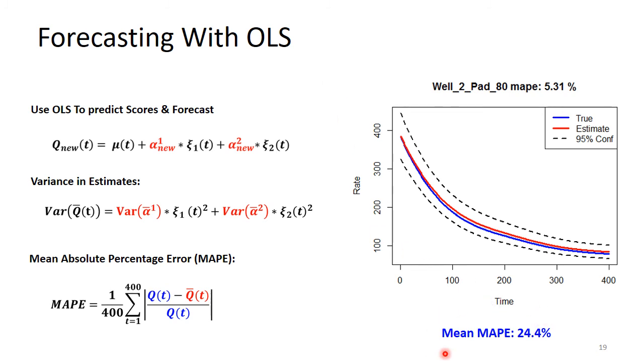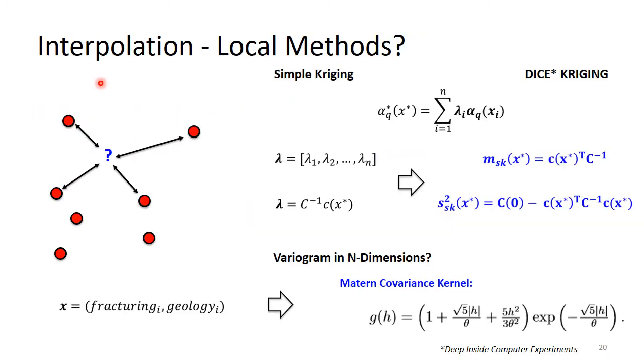So an average MAPE we get at the end is about 24%. Okay, so that's a linear regression, or ordinary least squares, which is basically fitting a plane through data. Another method of doing regression is kriging.